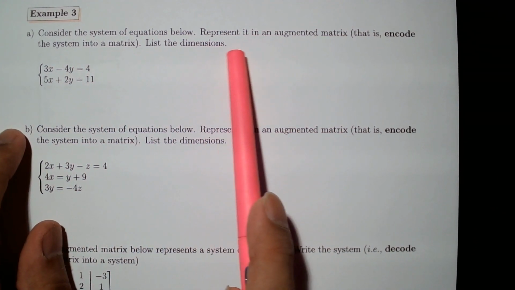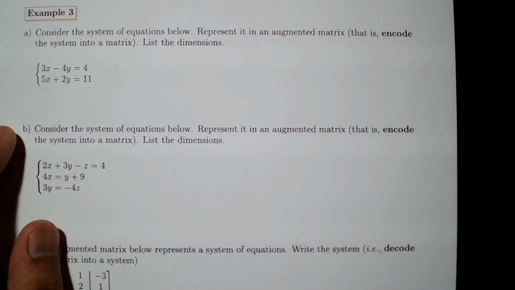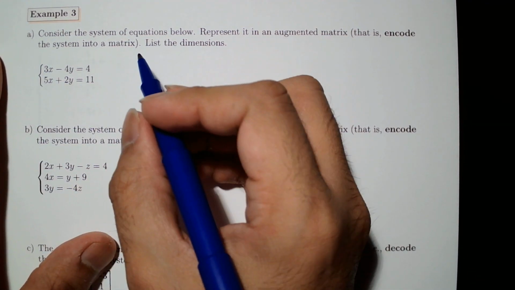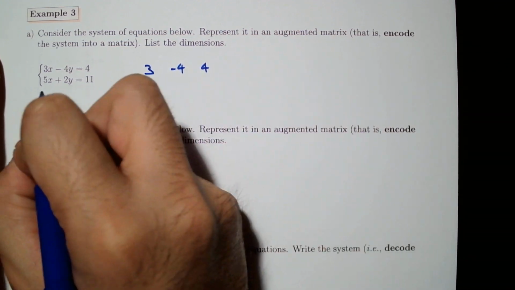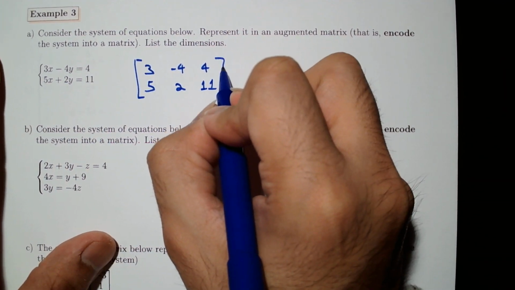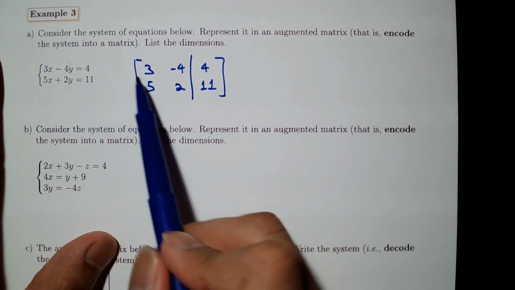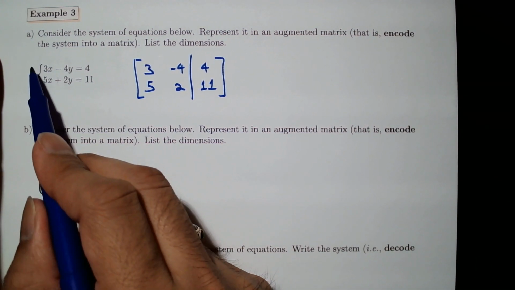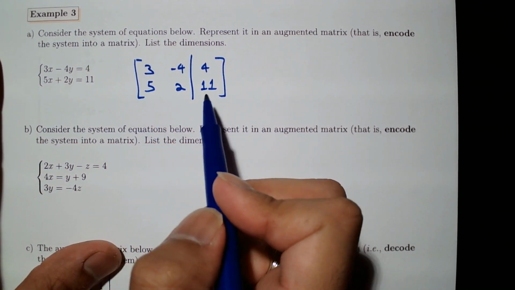So we have the system of equations. They're asking us to represent this using an augmented matrix. So what are we going to do here? All I'm going to do is write the numbers along with their signs: 3, -4, and 4; 5, 2, and 11. And the 4 and 11 are the constant terms. So what we do is we're given a system of equations and we encode it into a matrix.